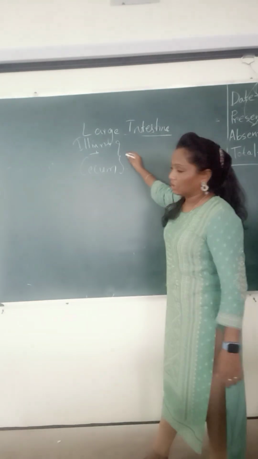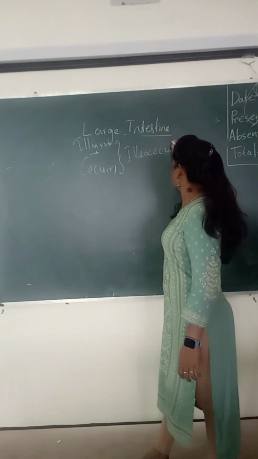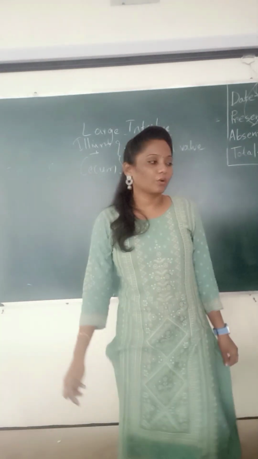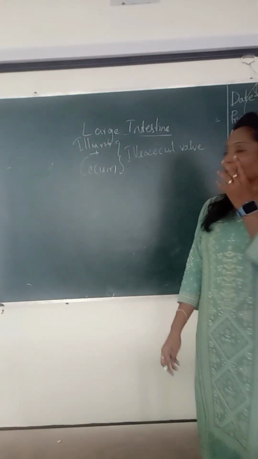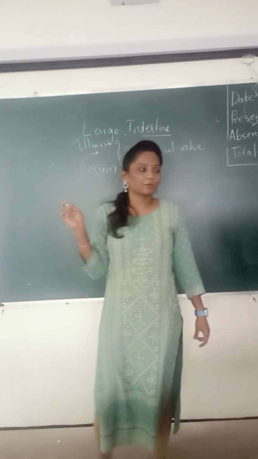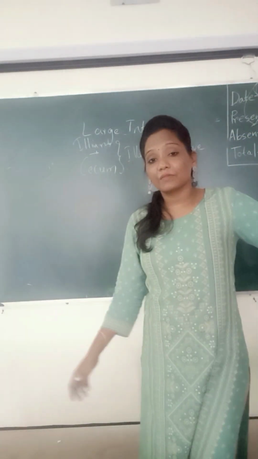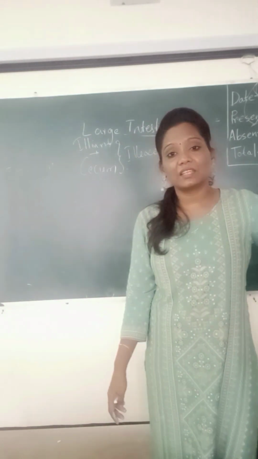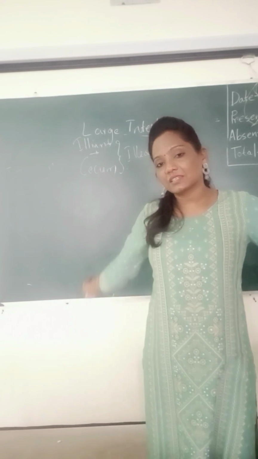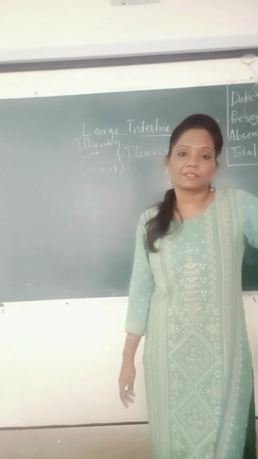The ileum and cecum together form the ileocecal wall. What is the measurement of the large intestine? It is approximately 1.5 meters, whereas the small intestine is approximately 30 feet or 9 meters. The large intestine measures only about 1.5 meters.